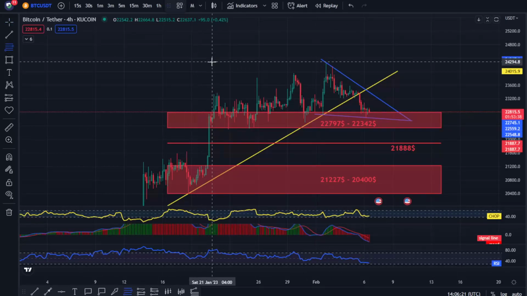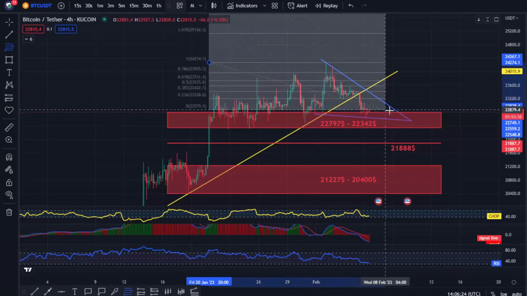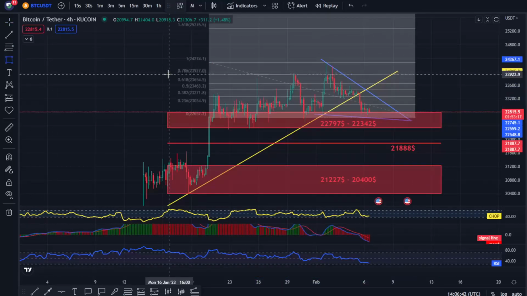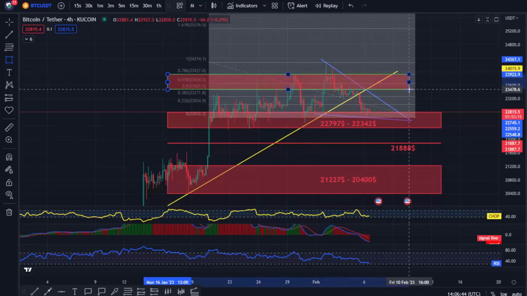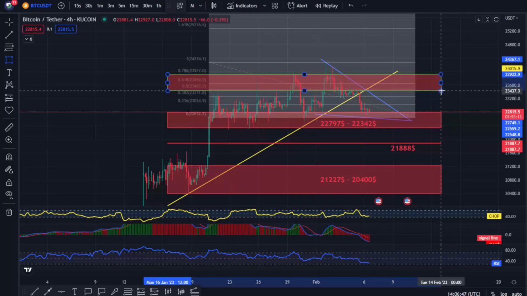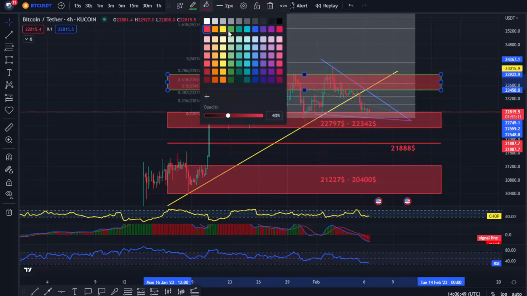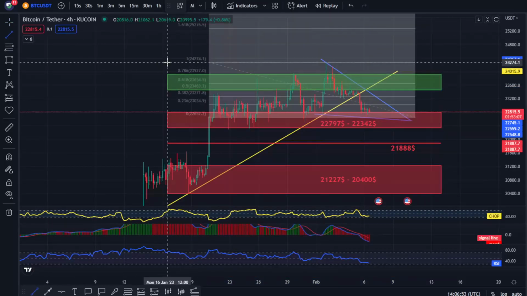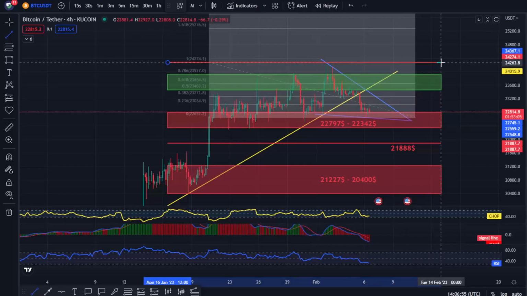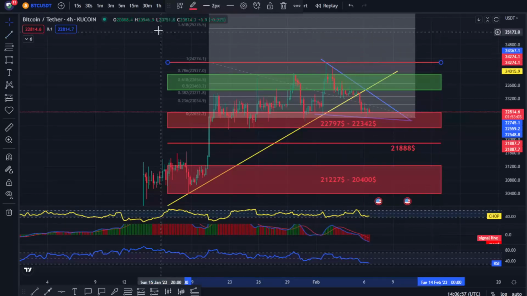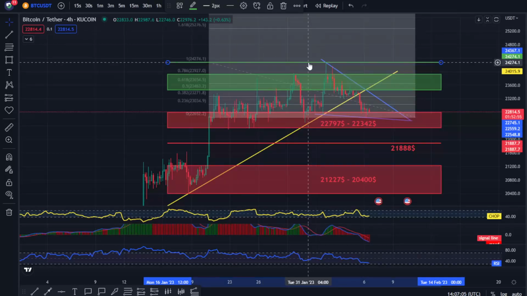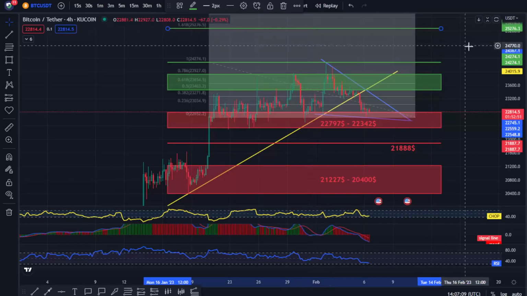Looking the other way, in a similar way using the fib retracement tool, we can determine the places of resistance. We will first mark the resistance zone from $23,458 to $23,923. When we manage to break it, we will move towards the resistance at $24,274 and then $25,276.